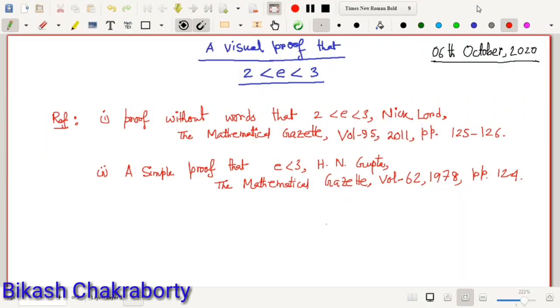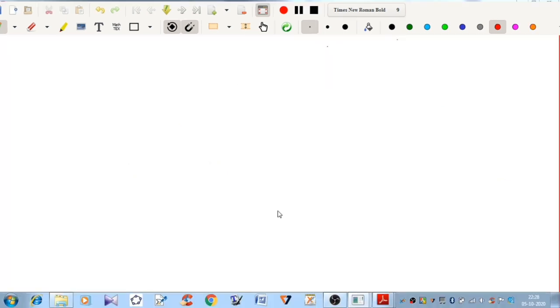Dear friends, in this video lecture, we will demonstrate a visual proof that e lies between 2 and 3, that is, 2 is strictly less than e and e is strictly less than 3. For this we use two papers. The first paper is "Proof Without Words that 2 < e < 3" written by Nick Lord, and the second paper is "A Simple Proof that e < 3" written by H.N. Gupta.